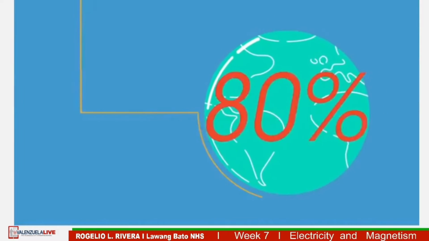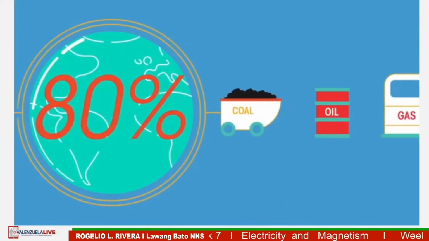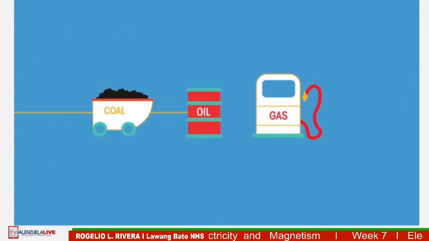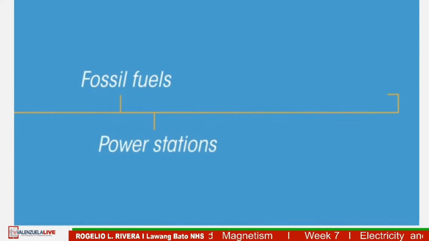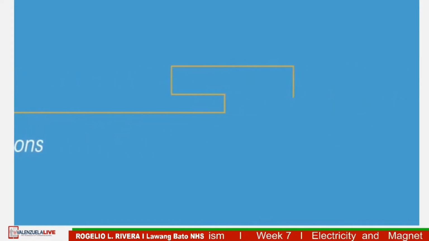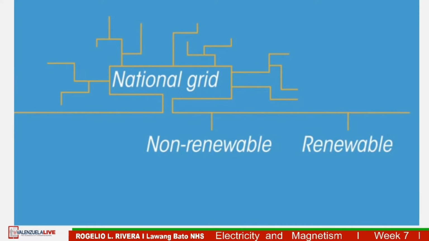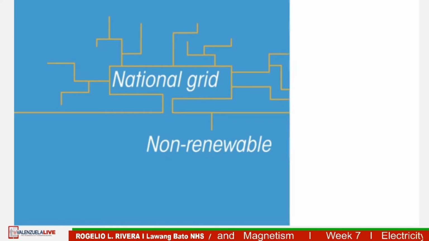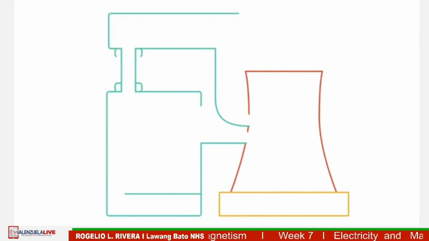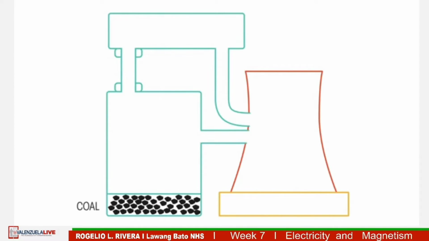Currently, about 80% of the world's energy comes from fossil fuels. First, we're going to have a look at burning fossil fuels in power stations to generate energy. And then we'll look at the national grid, which is relevant for both non-renewable and renewable energies. So fossil fuels in power stations. Most power stations use coal as an energy source, and they work in the following way.